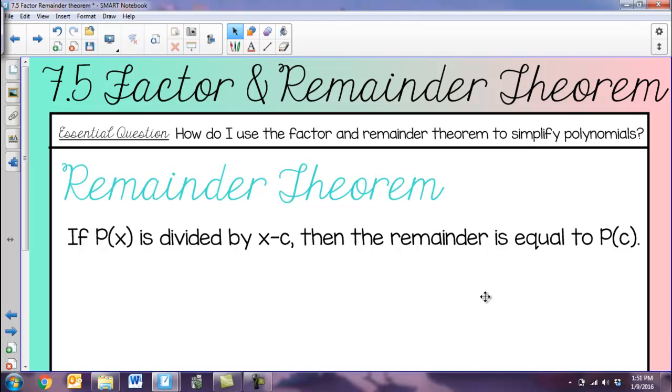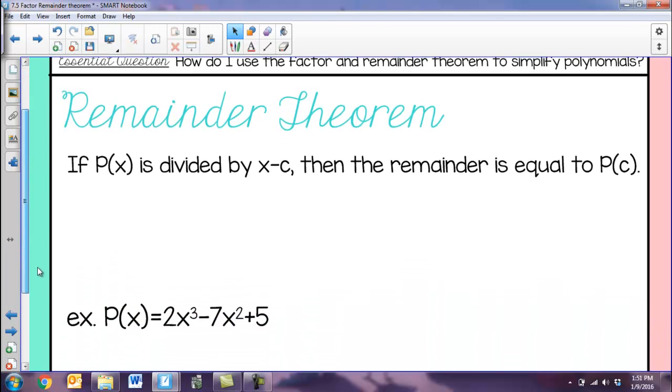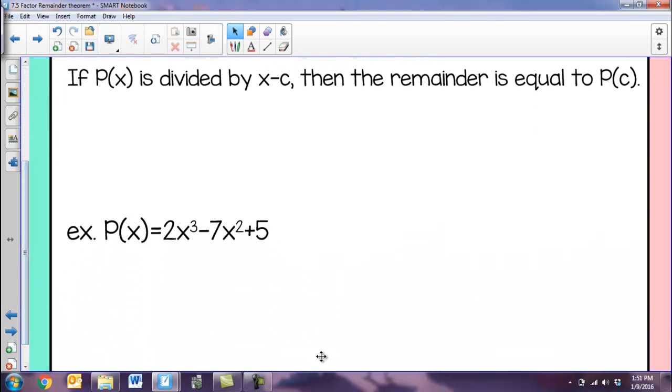So this is really useful if you have something that has a really high power in it, where you don't want to take 5 to the 5th power because you can't have a calculator or whatever. So basically, again, if you divide this thing into this polynomial, your remainder is going to be what it is to evaluate at that point. So let's do an example of that.